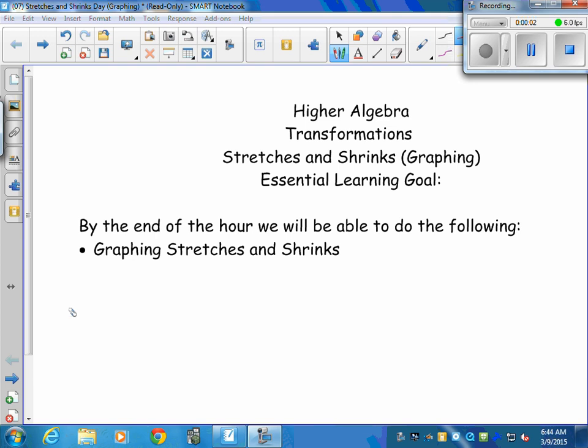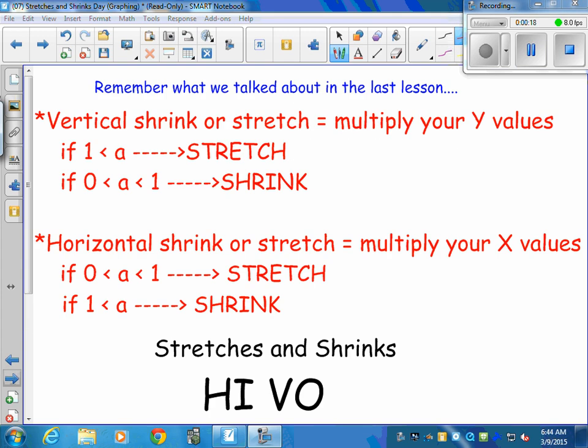Okay, welcome to today's lesson on graphing stretches and shrinks in our transformations unit. So today we're going to put together all of our pieces, adding in the graphing portion, working with that stretch and shrink horizontally and vertically.